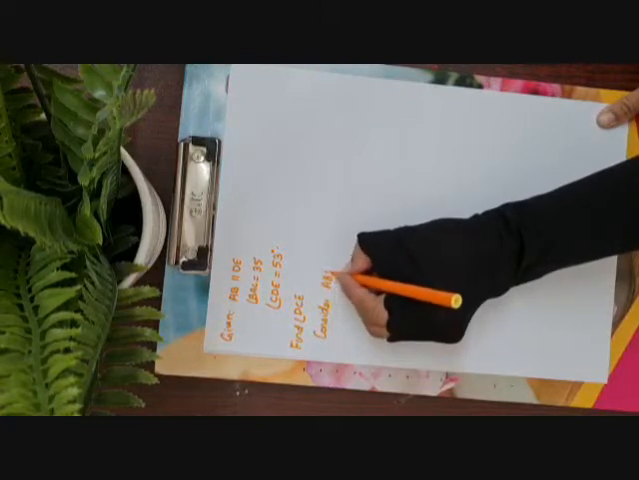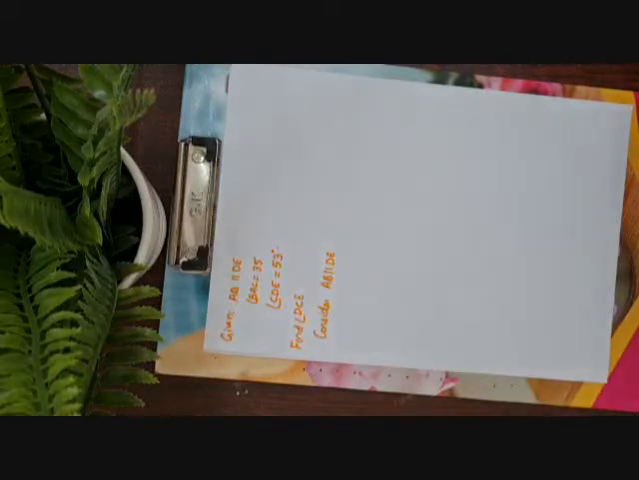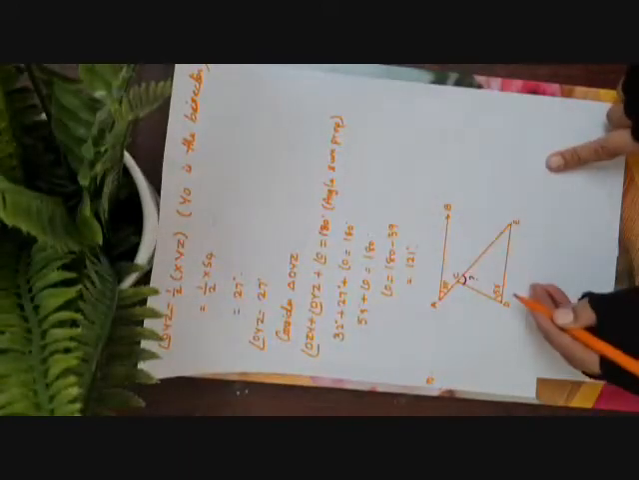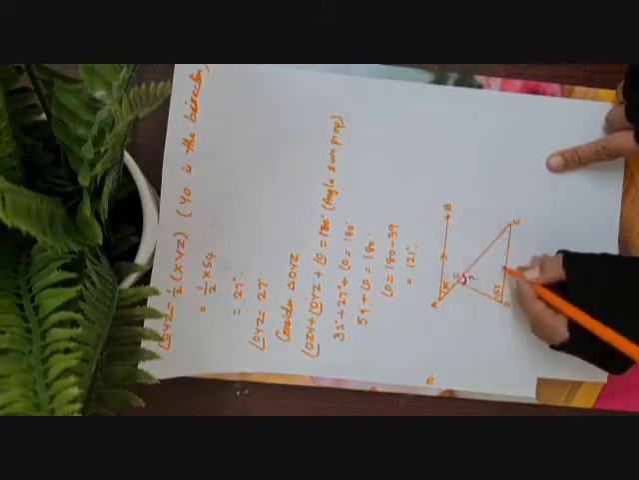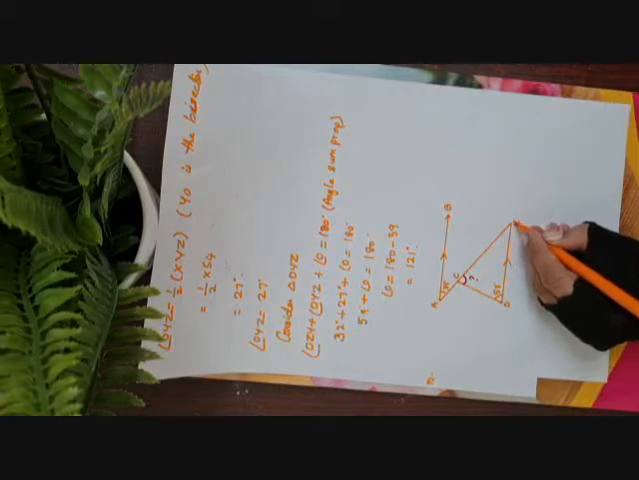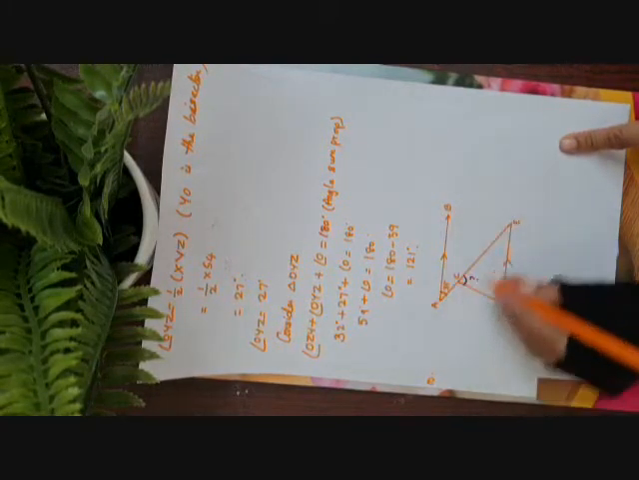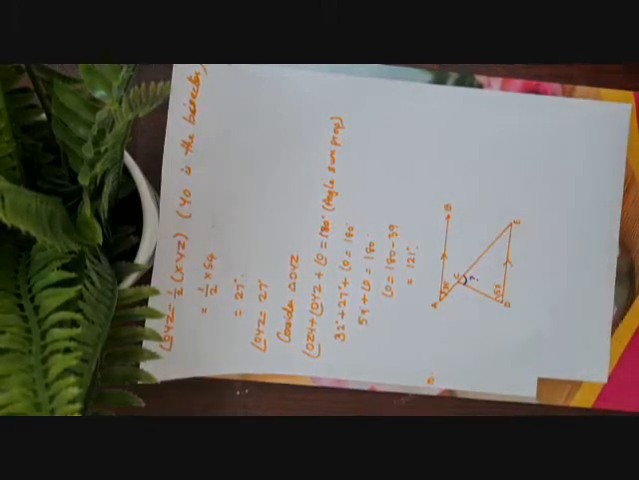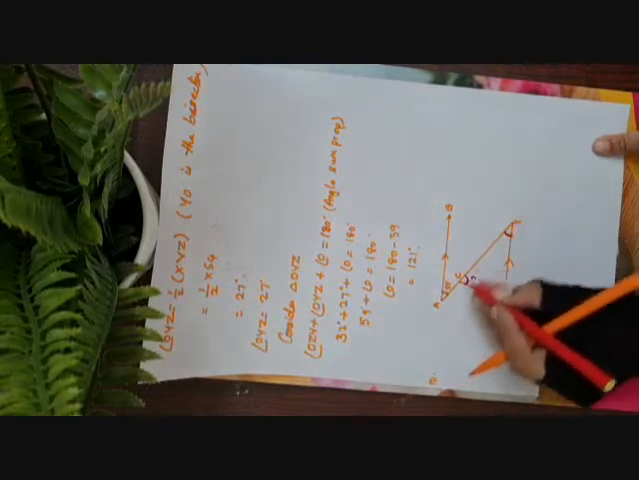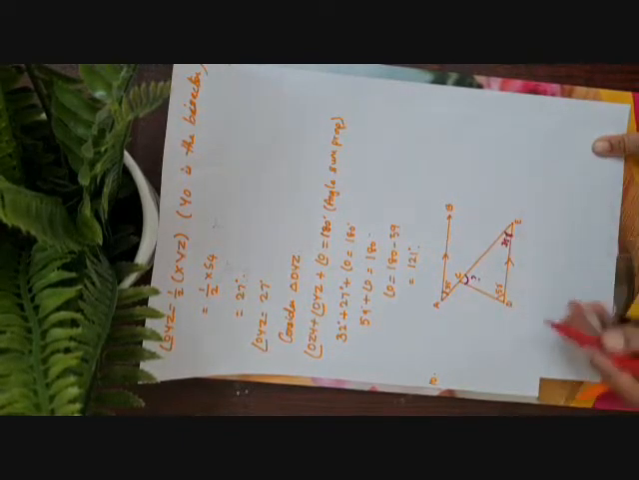AB is parallel to DE. When we say AB is parallel to DE, okay, these two lines are parallel lines. It is given to us in the question. AE will act as the transversal. So this angle BAC will be equal to angle CED, this angle. What is the reason? Alternate interior angles. Yes children?